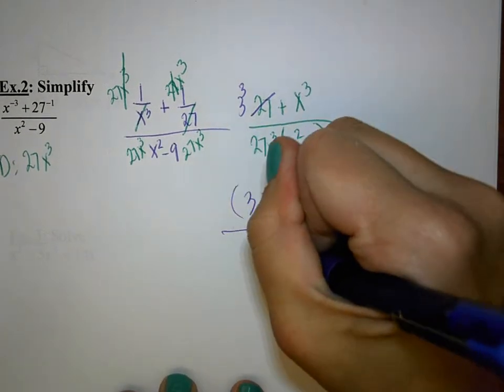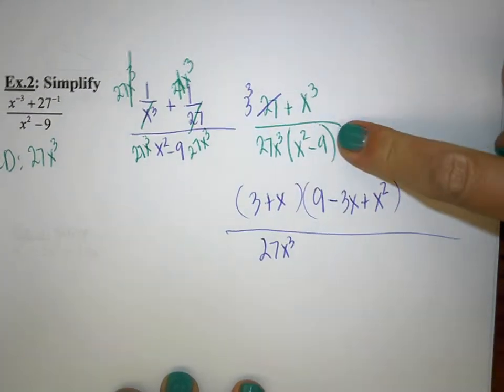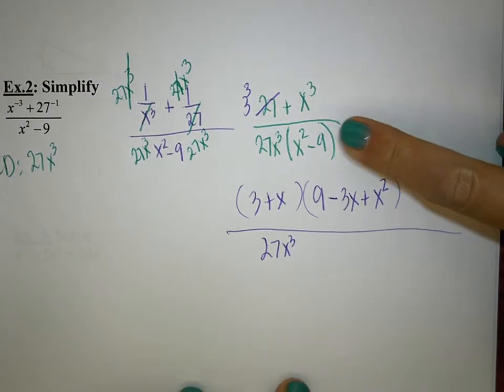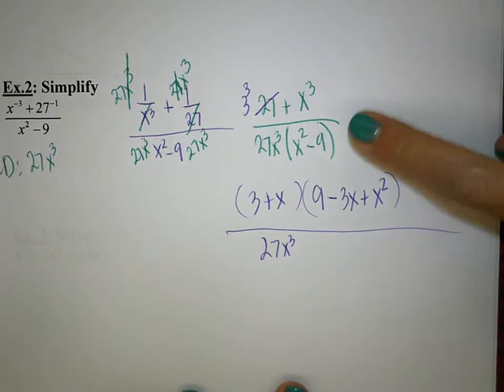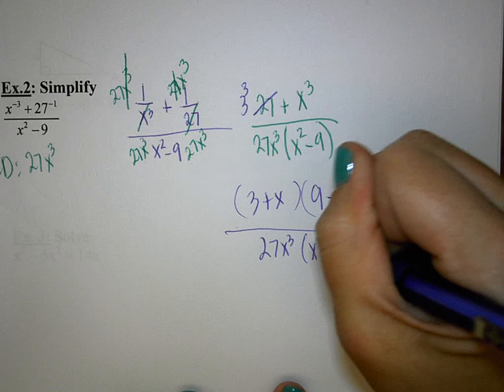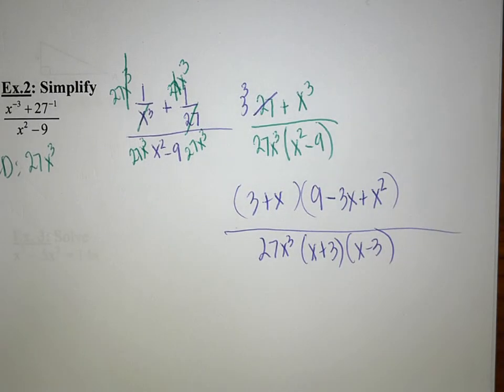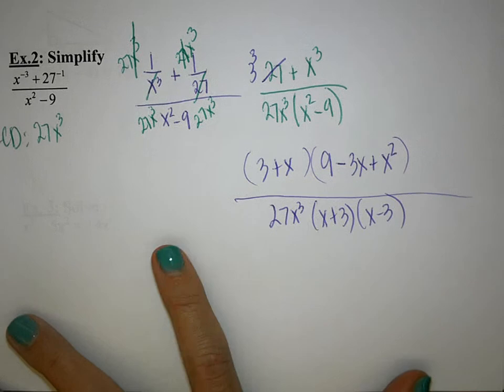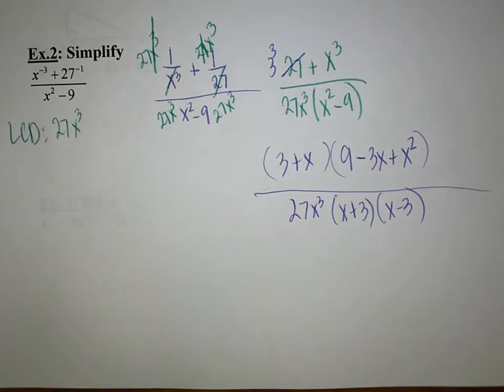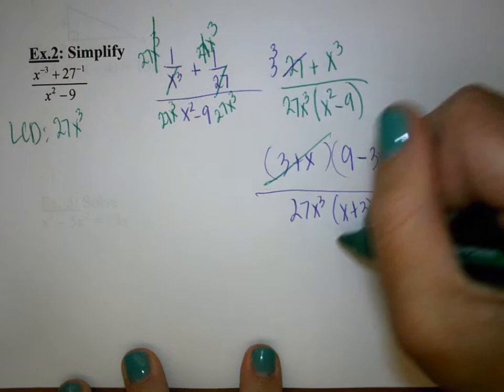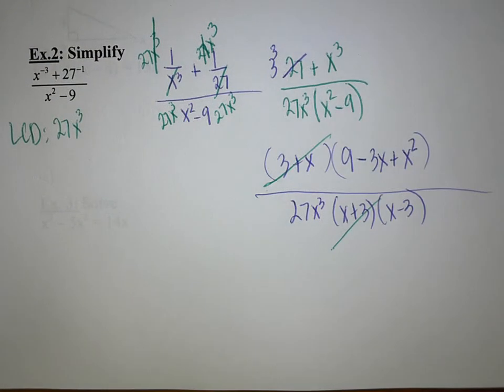I have 27x cubed, and then Blessy told me that this can be factored. What can this be factored to? Good. X plus 3, x minus 3. Do you notice anything that can be reduced or canceled? 3 plus x and x plus 3. Good, because they're the same, right? Do I have to take out any negatives or anything? No. Cancel this out. Do we notice anything else that could be reduced?